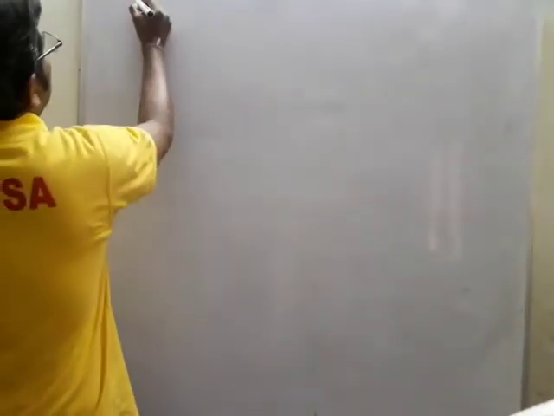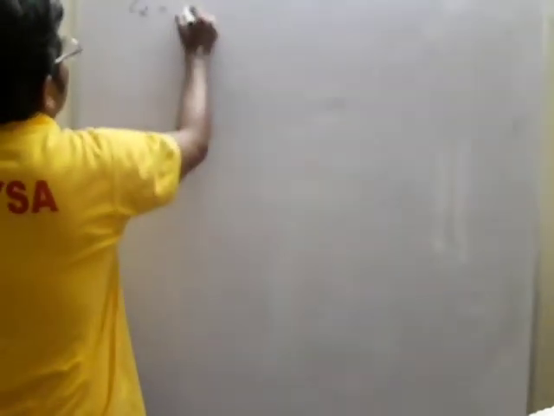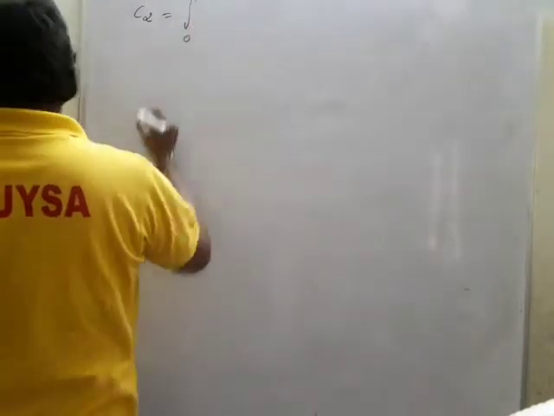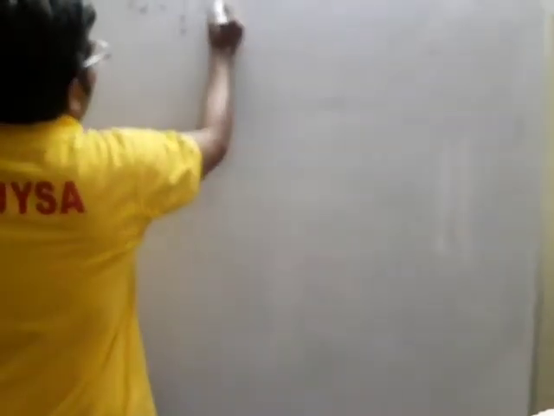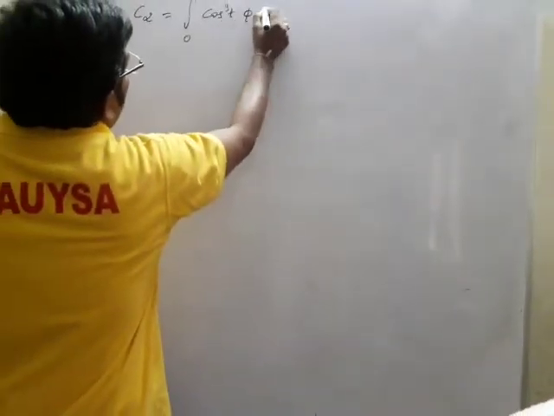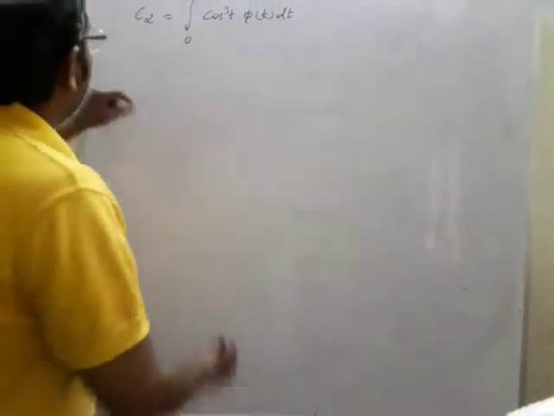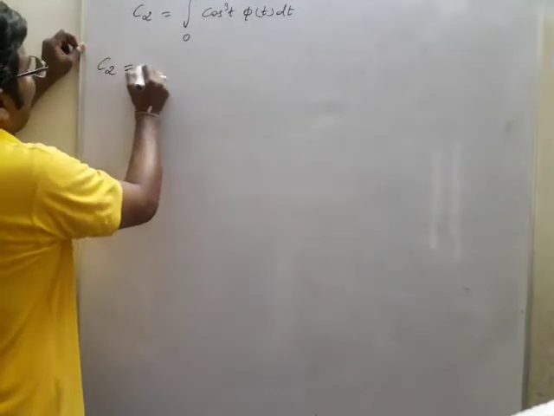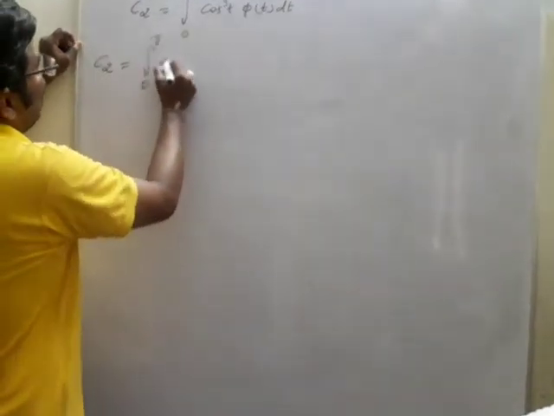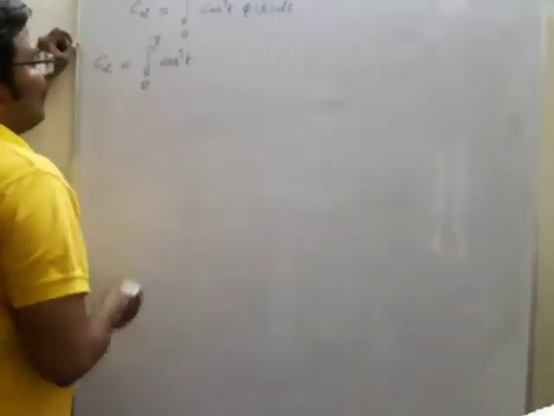Okay. Now what is C2? C2 is nothing but integral 0 to pi cos cube t phi of t dt. This is already we have taken C2. Now again we will take C2 is equal to integral 0 to pi cos cube t phi of t.